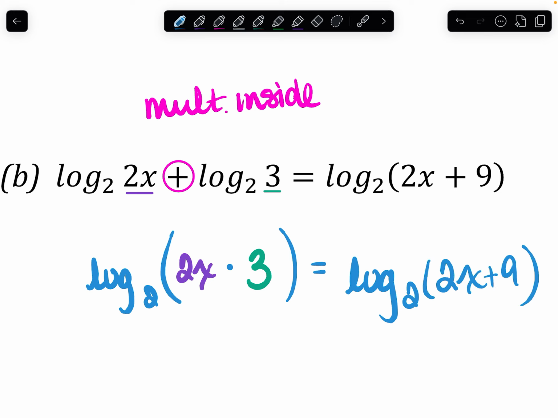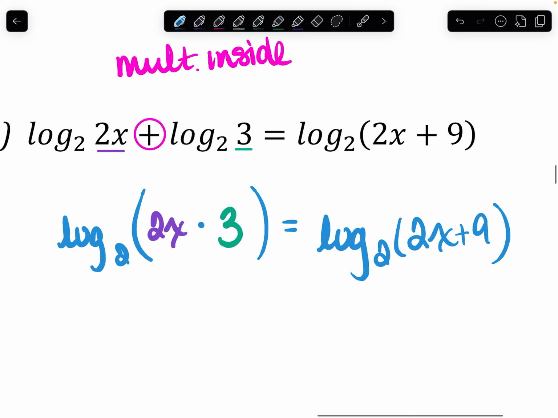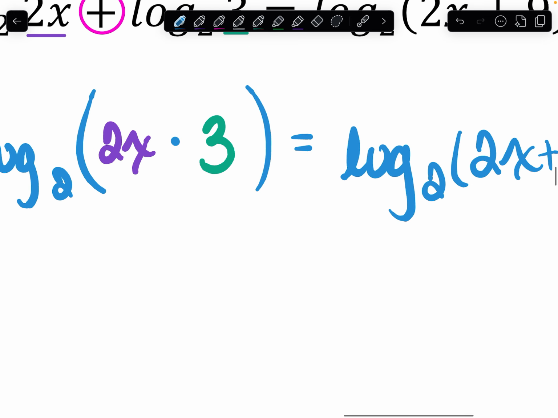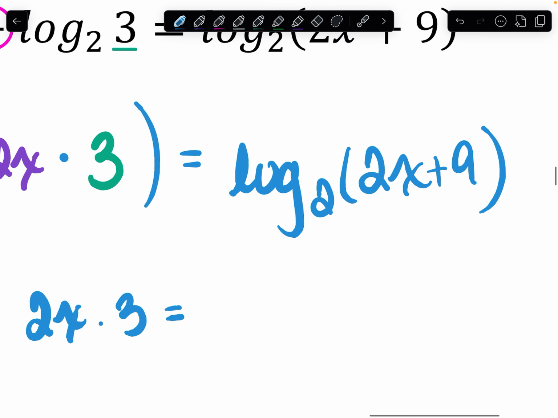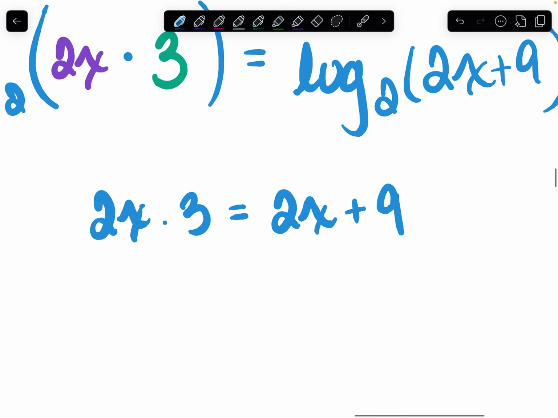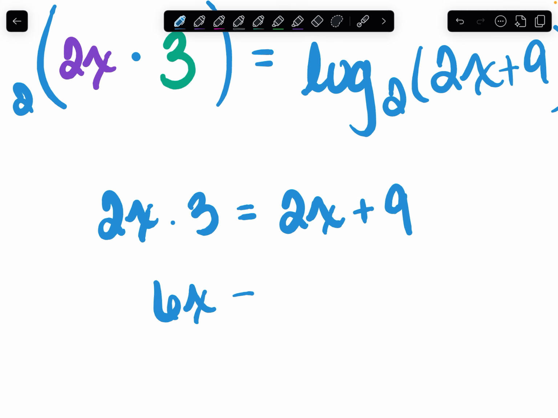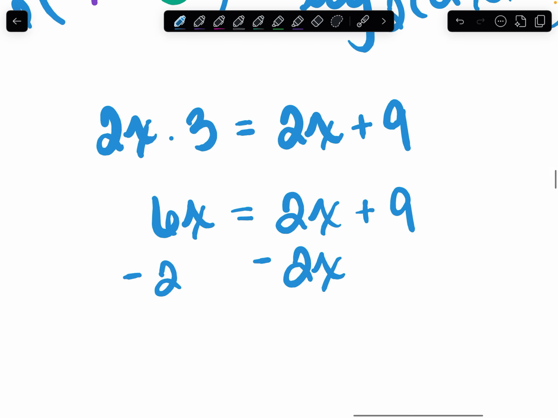All right, from here, I have the left side down to a single log. I have the right side as a single log, so we're just going to drop the logs and continue. So 2x times 3 equals 2x plus 9. 2x times 3 is 6x. Let's move our 2x over. 6 minus 2 is 4x.